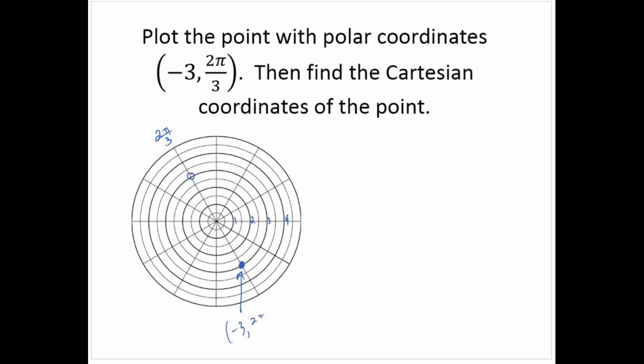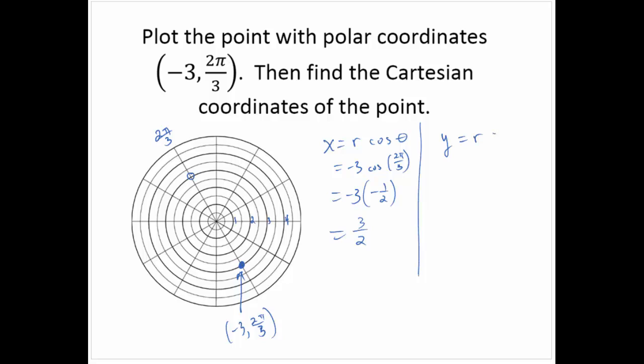This is the point negative 3, 2 pi over 3. Now, if we're asked to find the Cartesian coordinates of the point, the x-coordinate of the point would be given by r cosine theta. And so that would be negative 3 cosine of 2 pi over 3. So that would be negative 3. The cosine of 2 pi over 3 is negative 1 half from trigonometry. And so that's positive 3 halves.